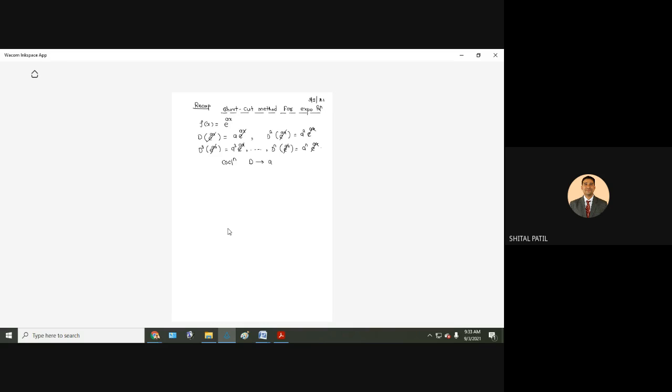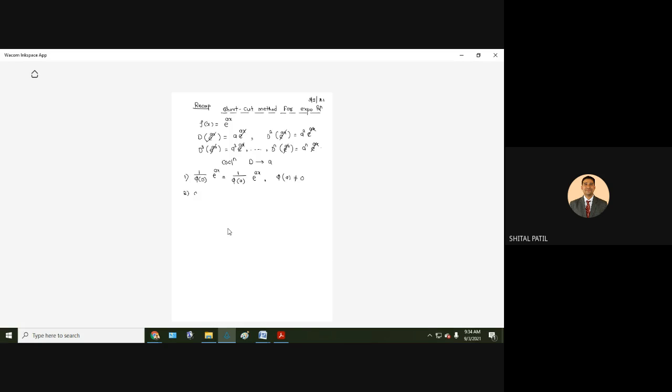Is everyone able to understand? Right? D is to be replaced by a. If it is D raised to 5, a raised to 5. If D raised to 10, a raised to 10. And therefore, 1 upon phi of D operated on e raised to ax is equivalent to 1 upon phi of a e raised to ax, isn't it? Afterwards, we understood that one condition is there, and what is the condition? The denominator should not be 0, and therefore we developed the first formula.